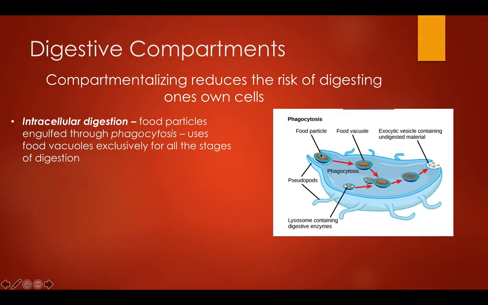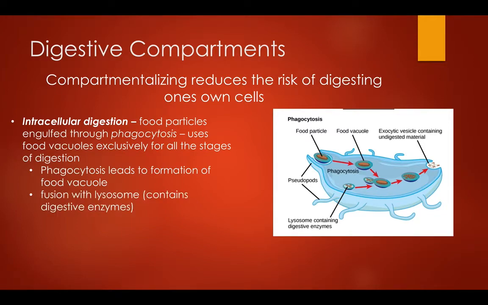So here we have a food particle through phagocytosis. It comes into the cell, and now we have our food vacuole. We have some lysosome-containing digestive enzymes. So those enzyme vacuoles are going to merge with our food vacuole, and then it's going to slowly digest those food particles for energy. So phagocytosis leads to the formation of food vacuole, fusion with lysosome that contains the digestive enzymes, and then digestion occurs.